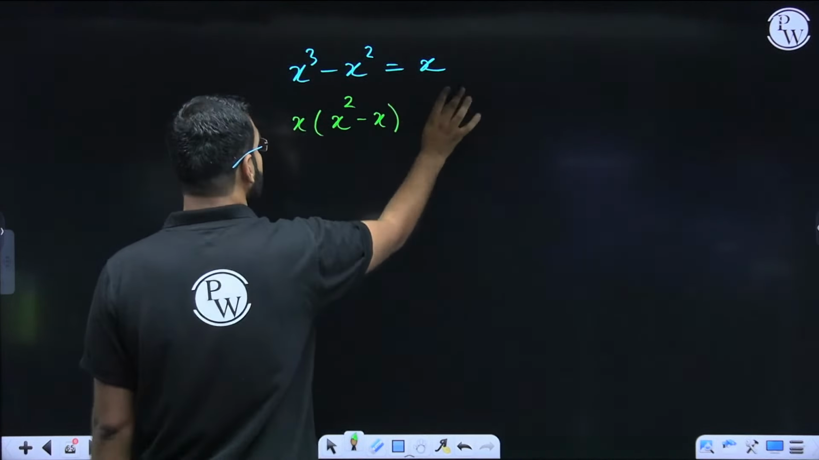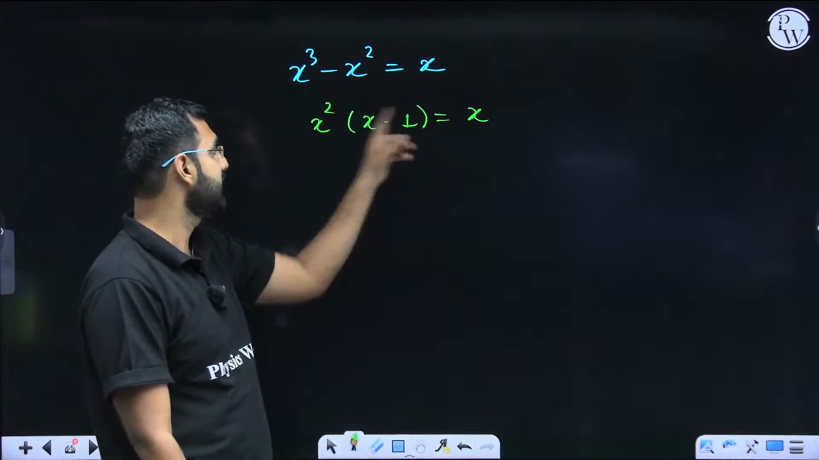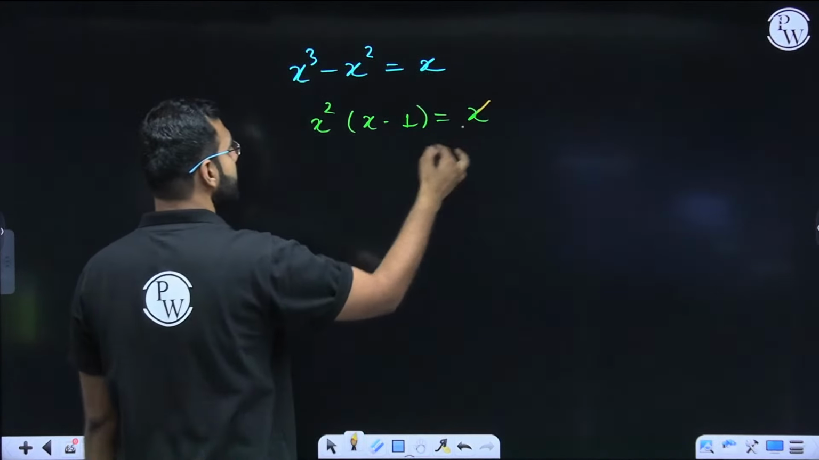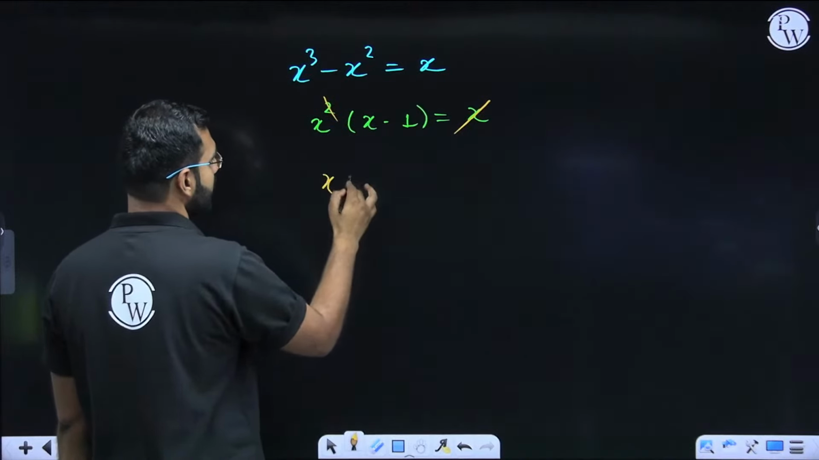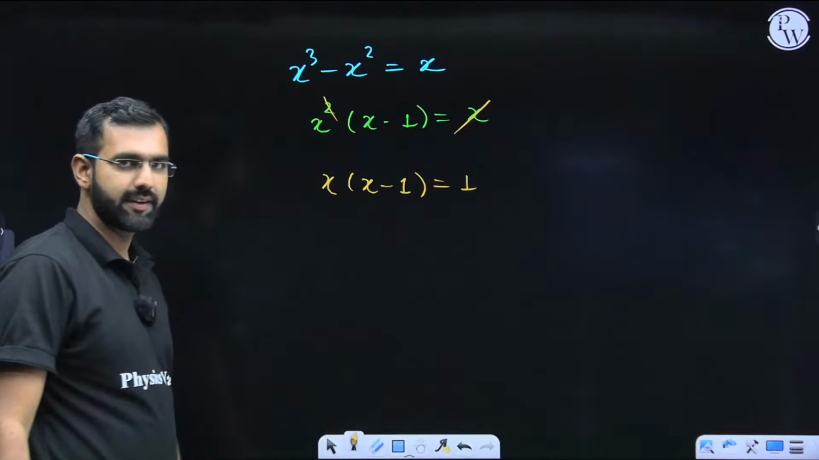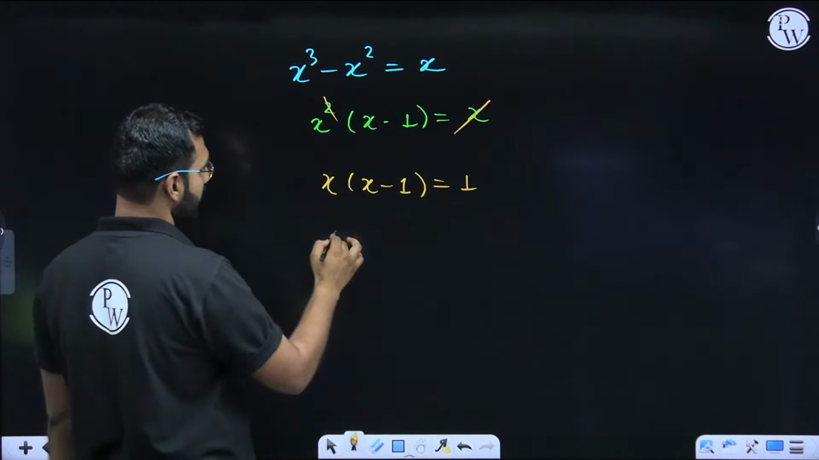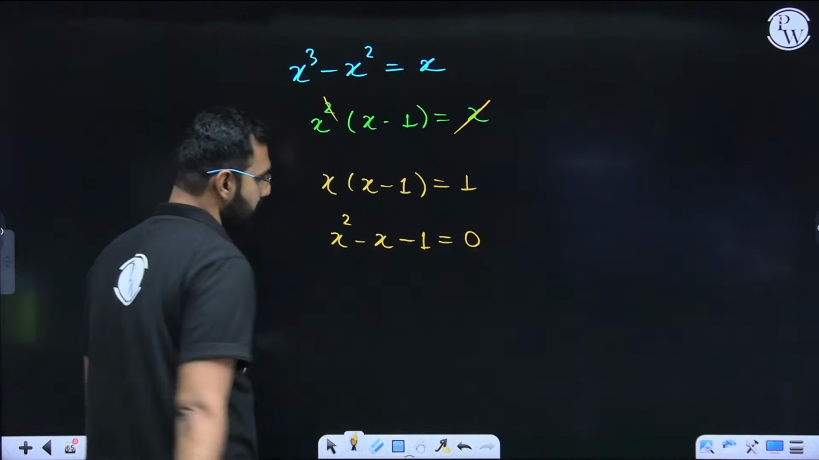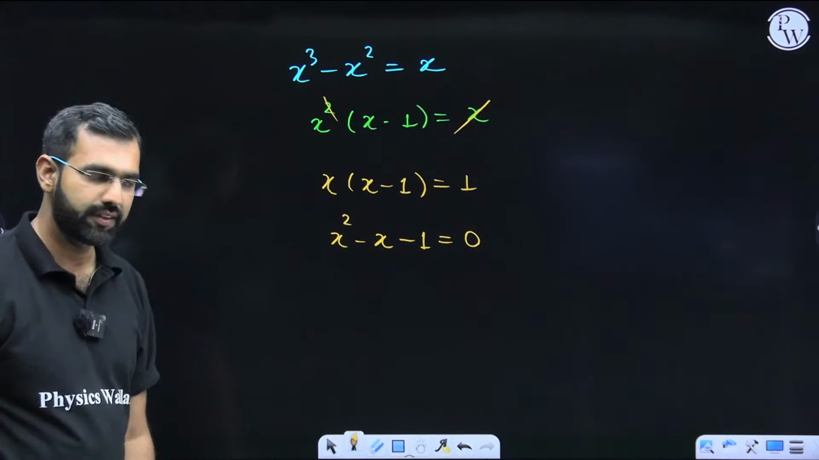If I'm taking x square common, it will leave me with x minus 1 is equal to x. Now, if some of you think that this x and this x should be cancelled, okay, let's cancel it. So if I'm cancelling this, you're left with x times (x minus 1) is equal to 1. Everybody listening and understanding this? Now, when I solve this further, what I get is x square minus x minus 1 is equal to 0. I hope you all are understanding this very clearly.